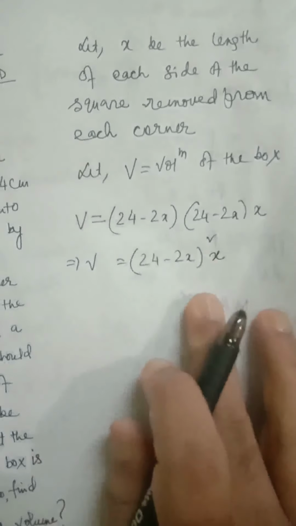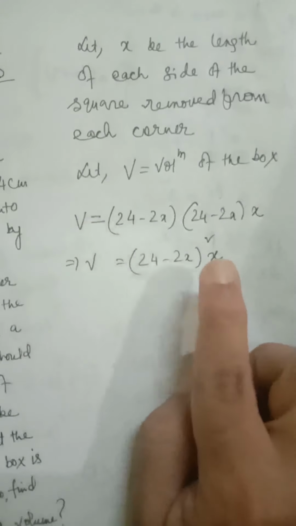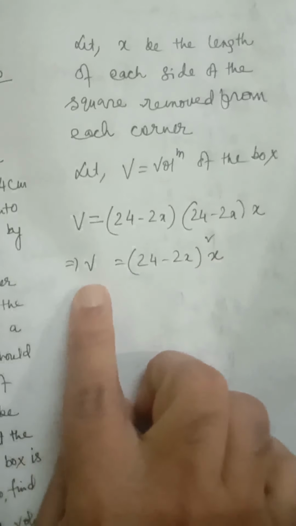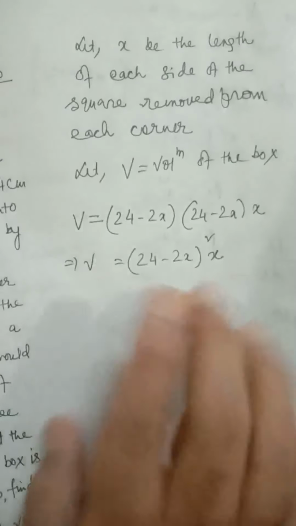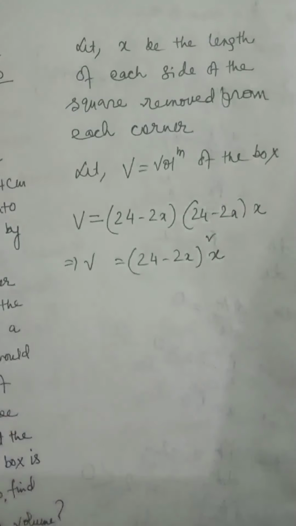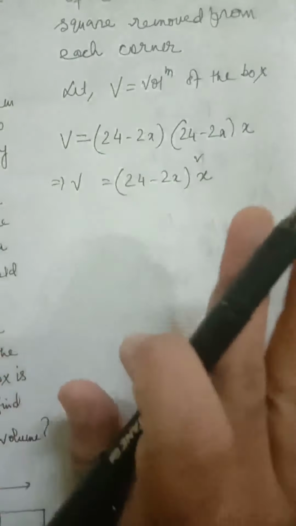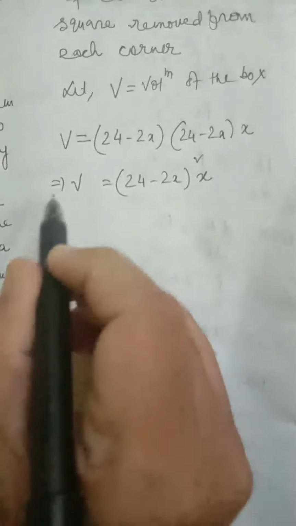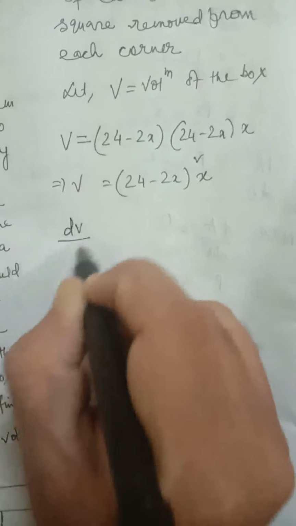Now what do we have to find? The value of x for which the volume of the box is maximum, that is, x for which V is maximum. That means you have to find the maximum value of V. And how do we find the maximum value of V? We know the procedure for finding the maximum value of a function. Here V is a function of x, and for that the first step will be to find dV/dx.